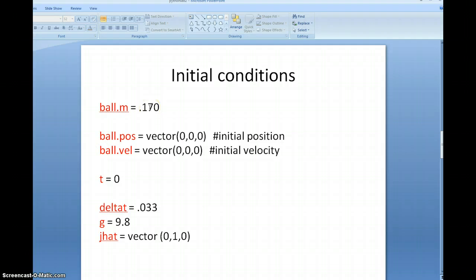The estimated weight of the sock is 0.17 kilograms. The initial velocity and the initial position are set at 0, t is at 0. Delta t is at 0.033. We have our g for gravity and j hat for movement in the y direction.